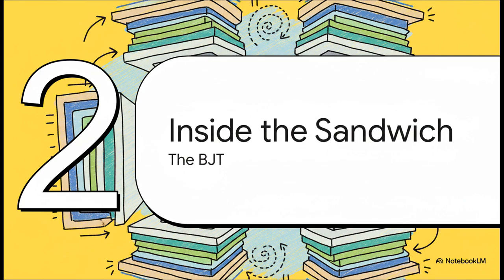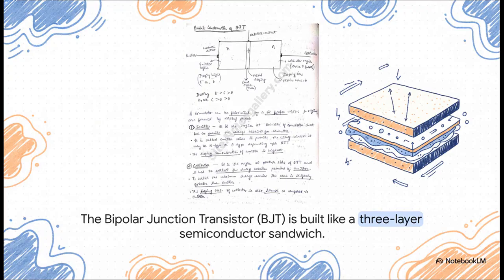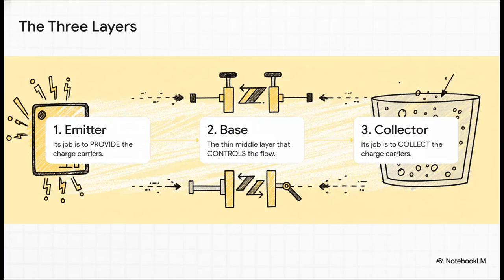To figure that out, we gotta pop the hood and see what's going on inside. Let's peel back the layers. We're gonna look at a super common type called the bipolar junction transistor, or BJT for short. And the easiest way to picture it is, well, it's basically a tiny 3-layer semiconductor sandwich. And each part of the sandwich has a really simple job. You've got the emitter, that's the source. Its whole purpose is to provide the electricity. Then you've got the collector, which is the destination. Its job is to collect all that electricity on the other side. But the real star of the show is the base, that super thin slice of meat in the middle. Its job? To control everything.